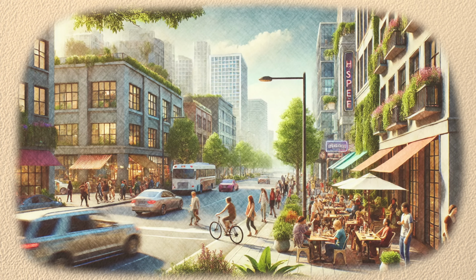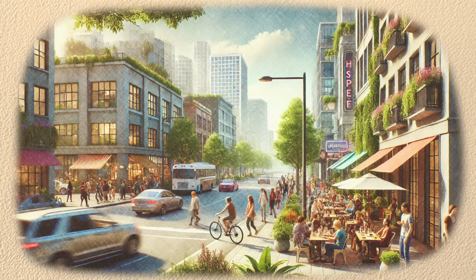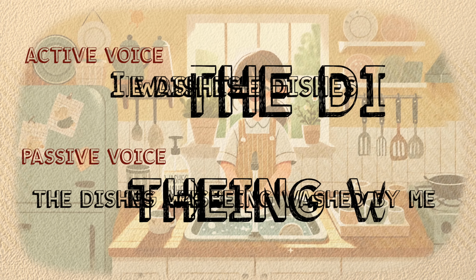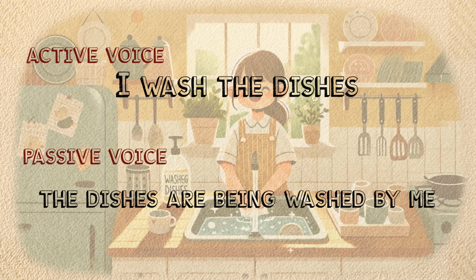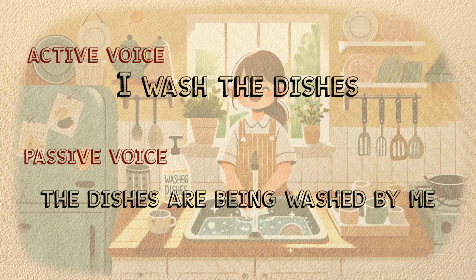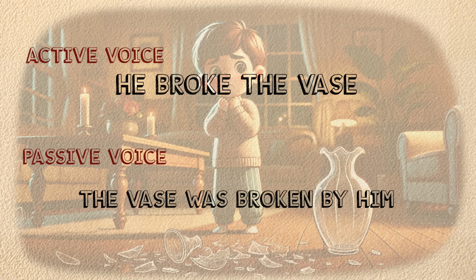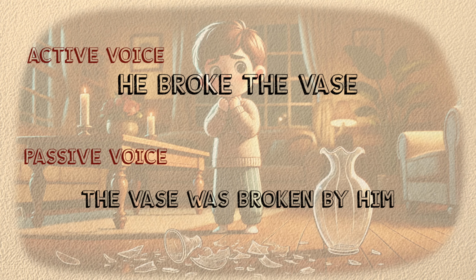Now that we've covered how to form them, let's take a look at some real-life examples for everyday use, because grammar is way more fun when it feels relatable. I wash the dishes. The dishes are being washed by me. Sounds like I'm trying too hard to impress my mom. He broke the vase. The vase was broken by him. Which is classic, it wasn't me defense.